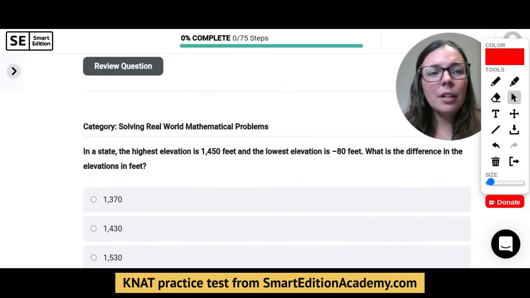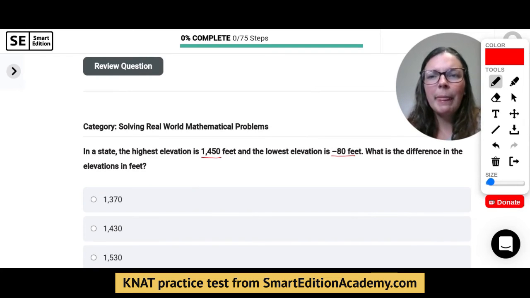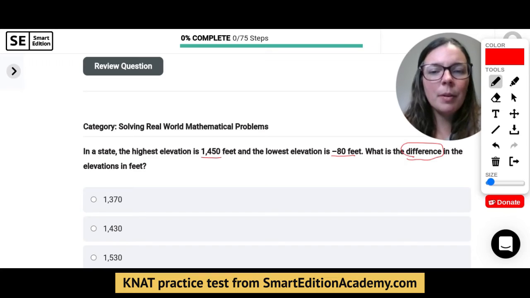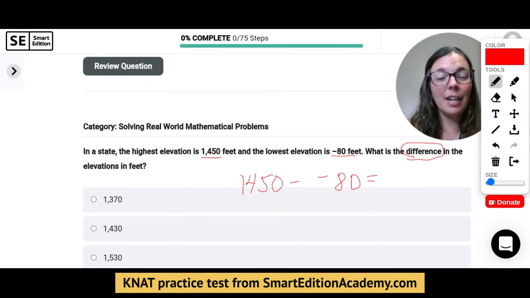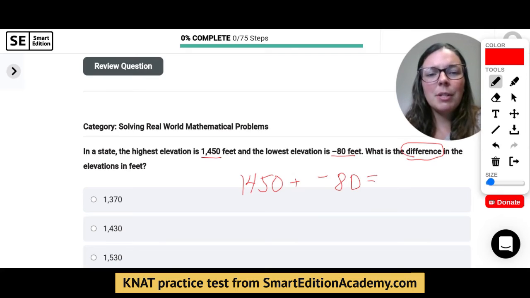In a state, the highest elevation is 1,450 feet and the lowest is -80. What is the difference in elevations in feet? So thinking about what the word difference means, that means subtract. One thing we could do is just take 1,450 minus -80. Okay, minus a negative. Make sure you subtract a negative here. And really that just means add. So we could just add these together.